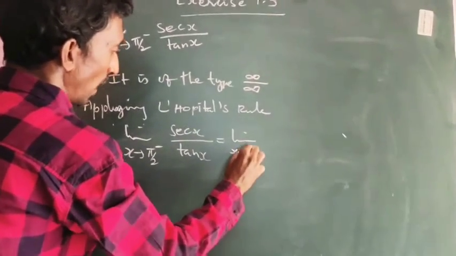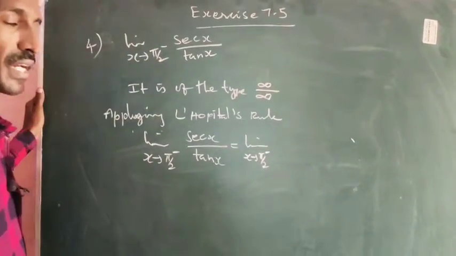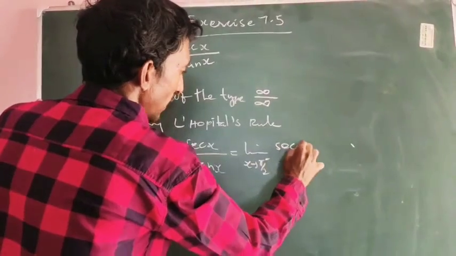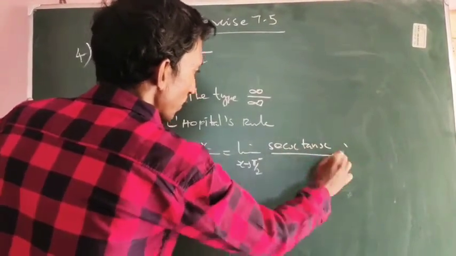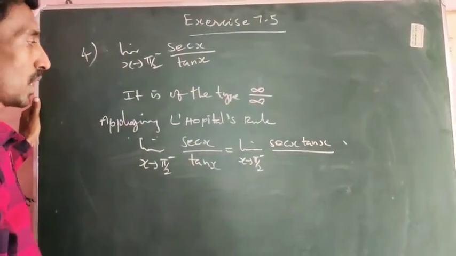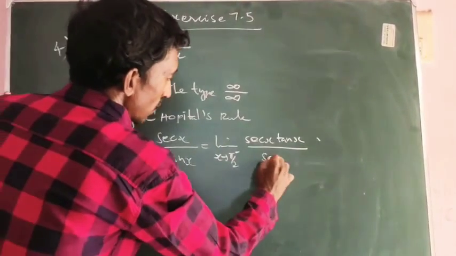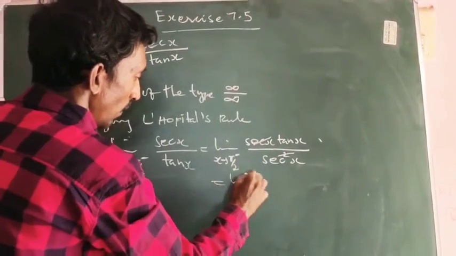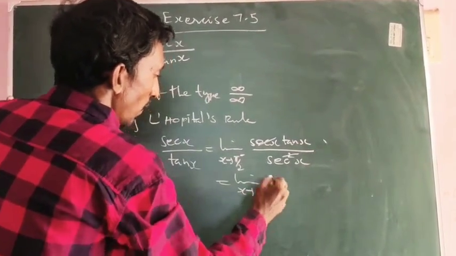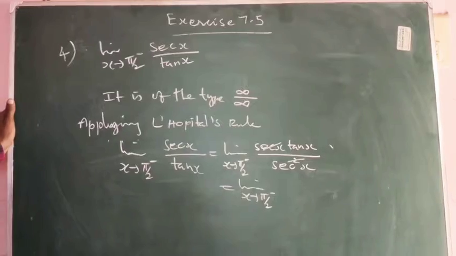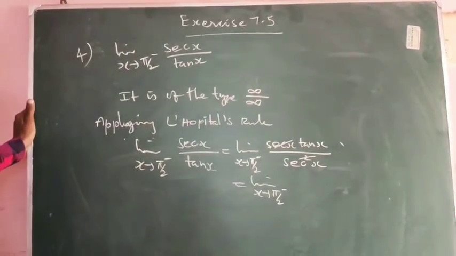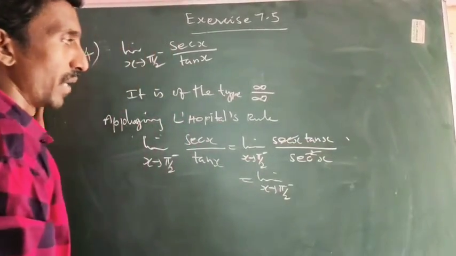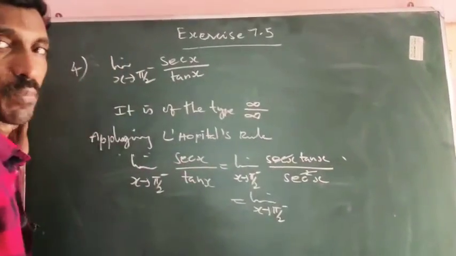limit x tends to pi by 2 minus, differentiate numerator and denominator separately. Differentiation of secant x is secant x into tan x. Remember the formula, tan x differentiation is secant square x. So secant cancels. My dear student, before applying the limit, if anything is possible to cancel, cancel it and then apply the limit. Suppose we apply the limit directly, again we get infinity by infinity.